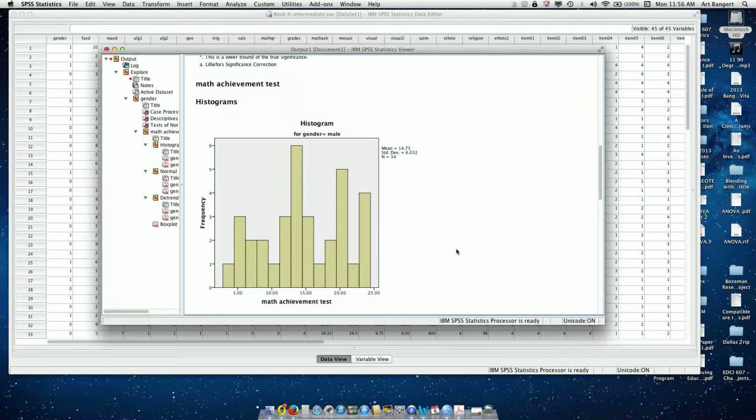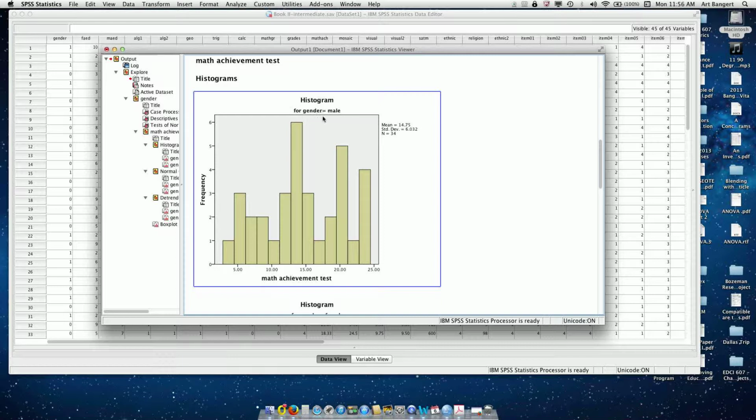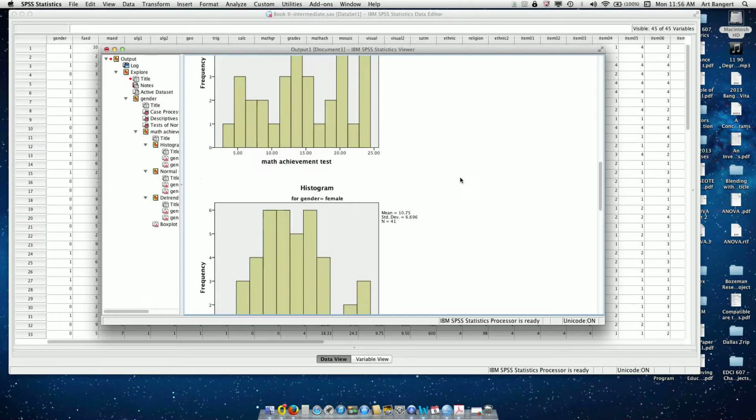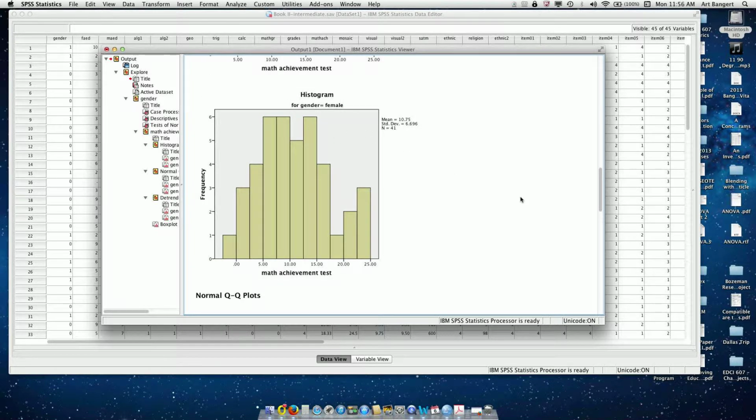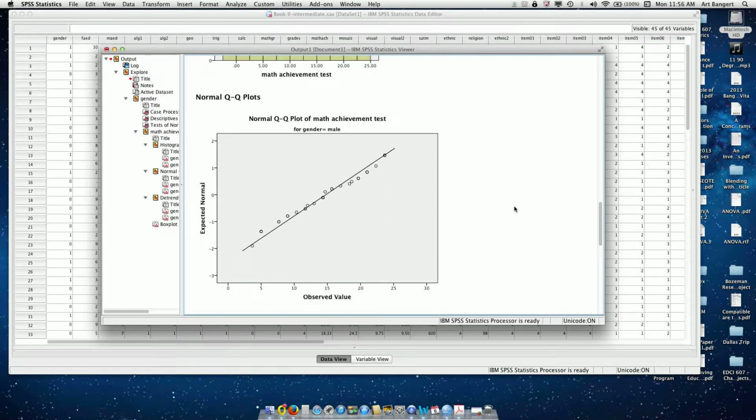Then we have the histogram for the math achievement test. And you'll notice that we have histogram by gender. So this is the histogram for the male math achievement scores, and this is the histogram for the female math achievement scores. And then we see the normal probability plots. If you have these observed values in a linear pattern, then we can say that our math achievement scores are not significantly skewed or peaked and are relatively normal for males.